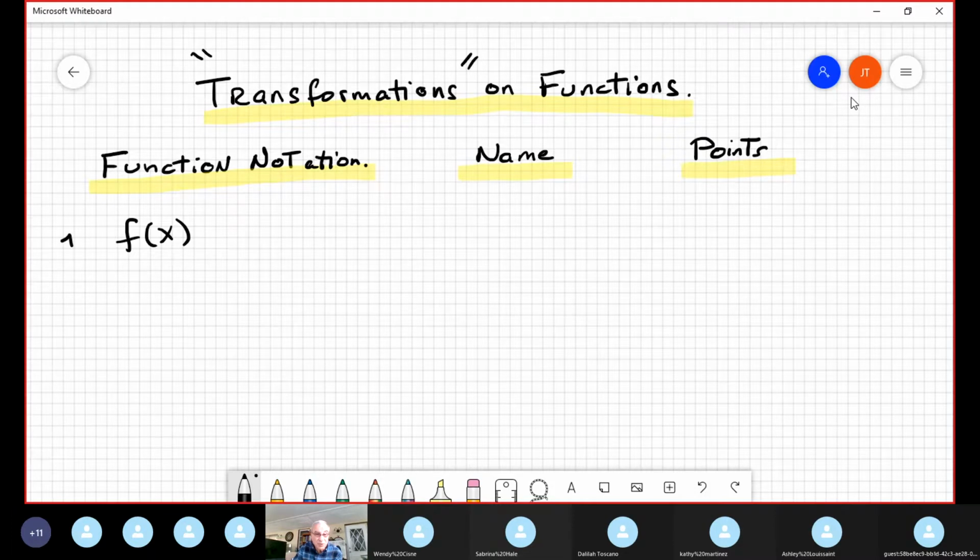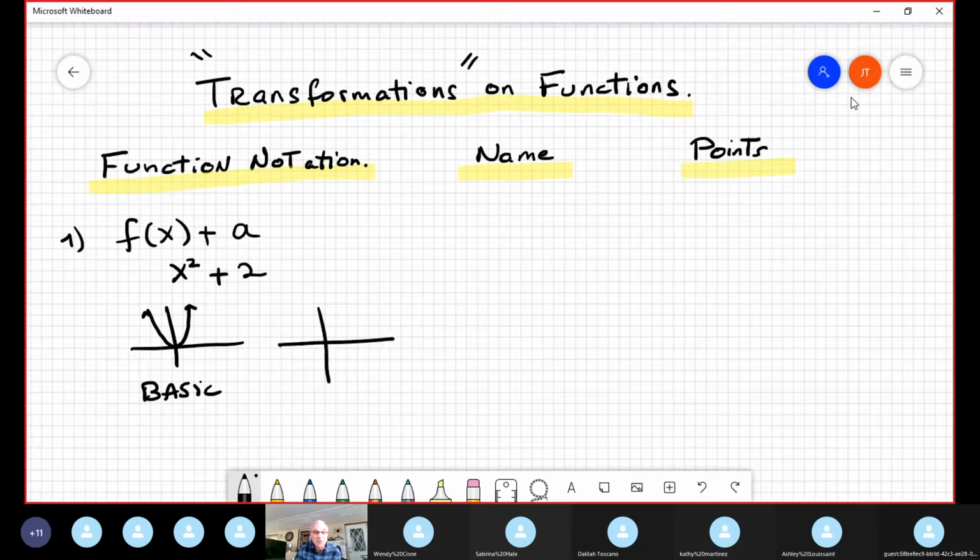So number 1 transformation is when you add one number outside the function. For example, suppose f of x, que es de parábola. Are you familiar with this guy? And suppose this is the basic. Now I do something plus 2 or plus 3, any number. And what happens with the new one after the transformation? Okay, it's obvious. We're using common sense, but I want to show you in detail now.